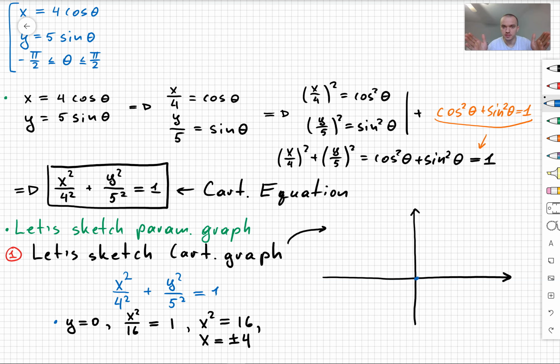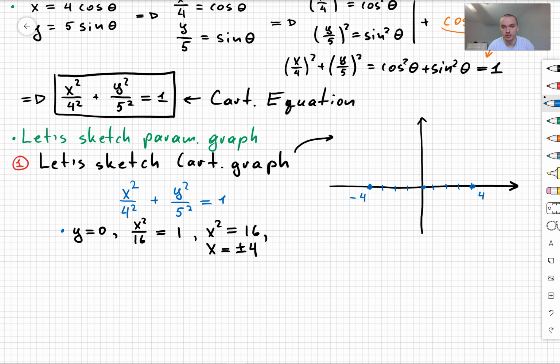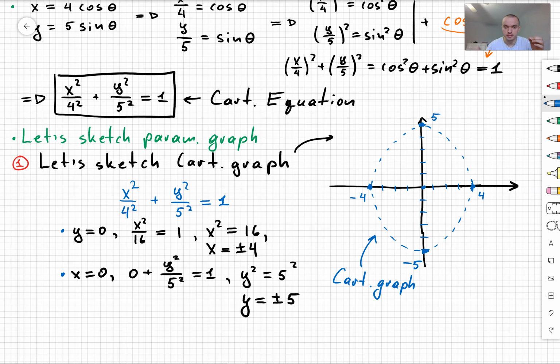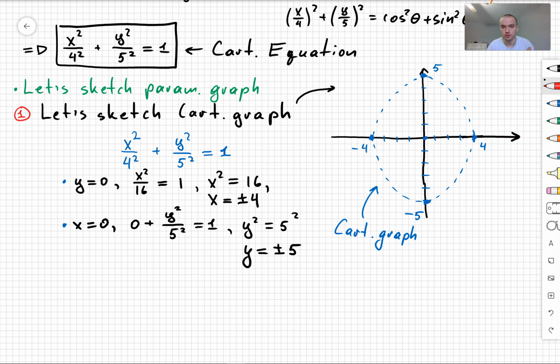So I can find the intersection with the x-axis because y is equal to 0. So that's why I know that x squared is equal to 16, or in other words, x is equal to plus minus 4. And the same way I can find the intersection with the y-axis. I set x equal to 0, and then I will find that y is equal to plus minus 5. And then if I have all these 4 points, I can just connect them by these dashed lines. So in other words, I'm going to obtain the Cartesian graph of the parametric equation.